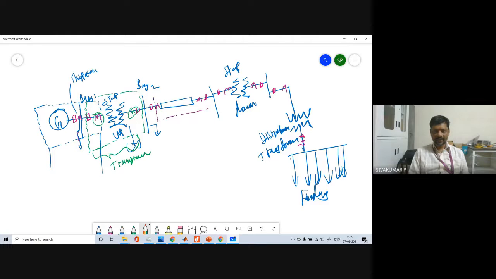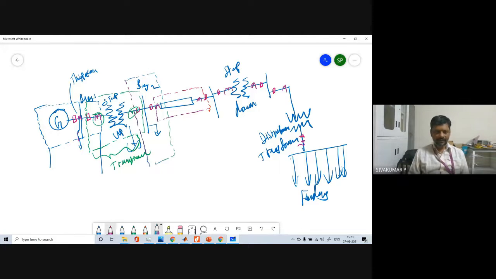Similarly, I am going to protect the transmission line. Similarly, the protection of the bus: how do we accumulate the area so that the bus can be protected?